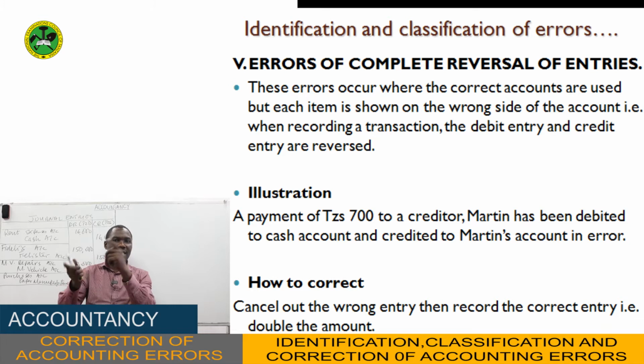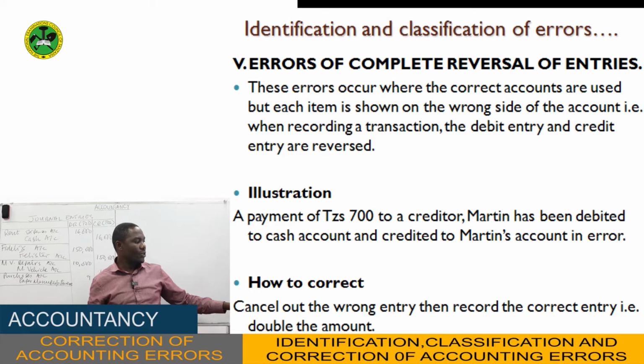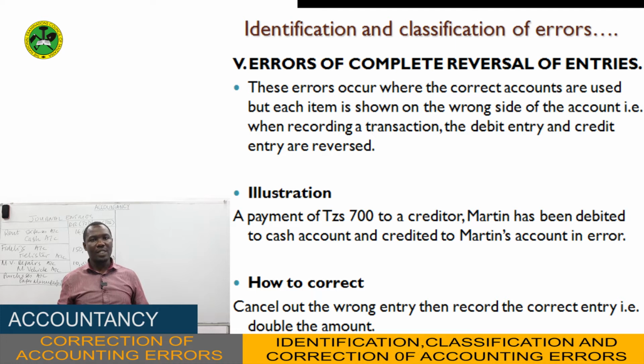Because you reversed the transaction, you need to cancel out the wrong entry and then record the correct entry. Basically, you double the amount. The first entry will be a correcting entry, and the second entry will recognize the correct entry.